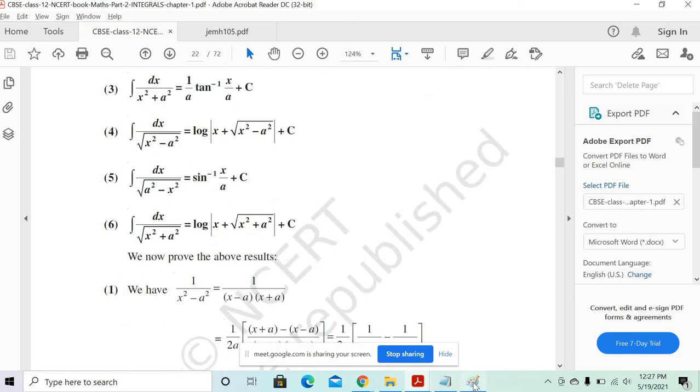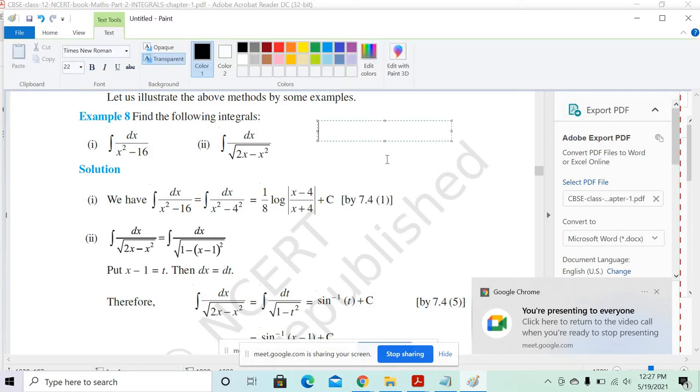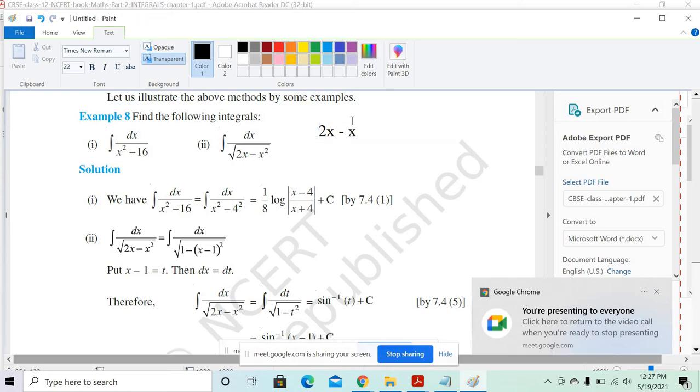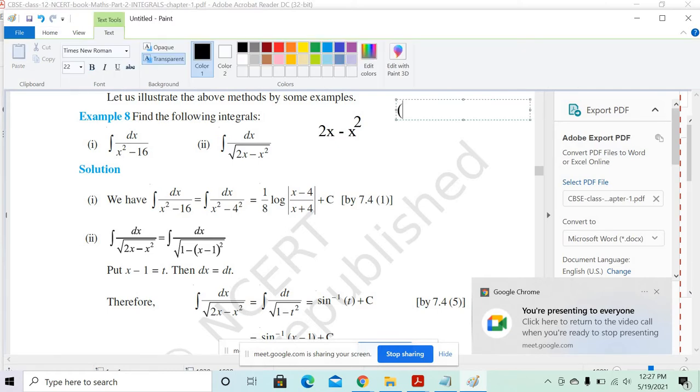So let's try it out. Depending on that, we'll see. Okay, so 2x minus x square. Here it's 2x, so I need to complete the square now. My goal is basically to get it in the form of either a minus b whole square, or a plus b whole square. These two formulas I need to apply here, correct?